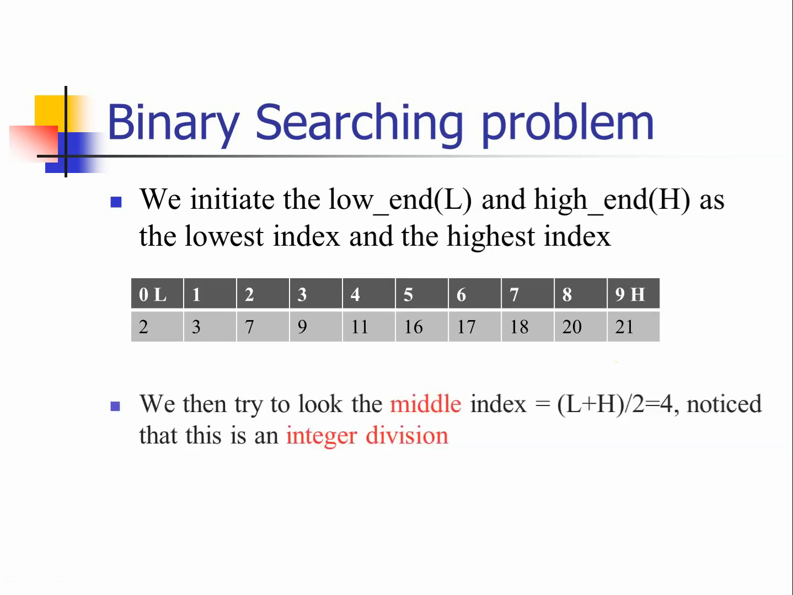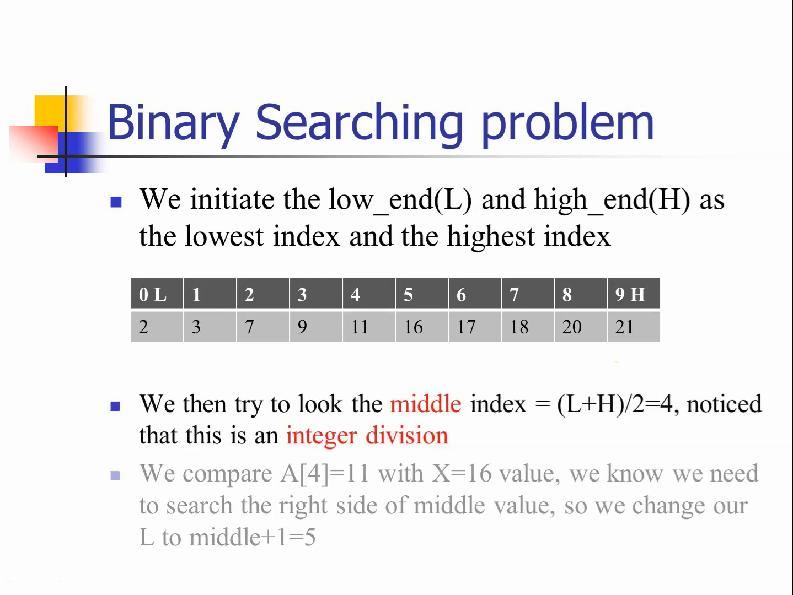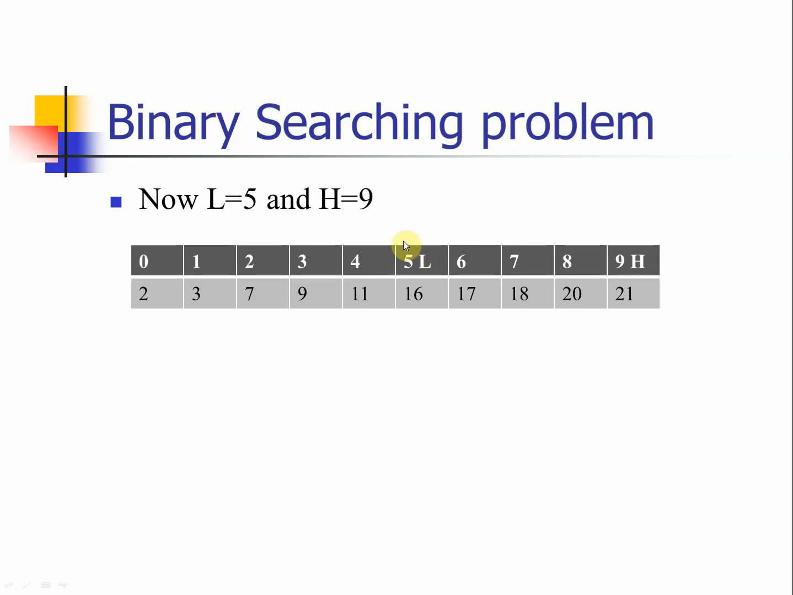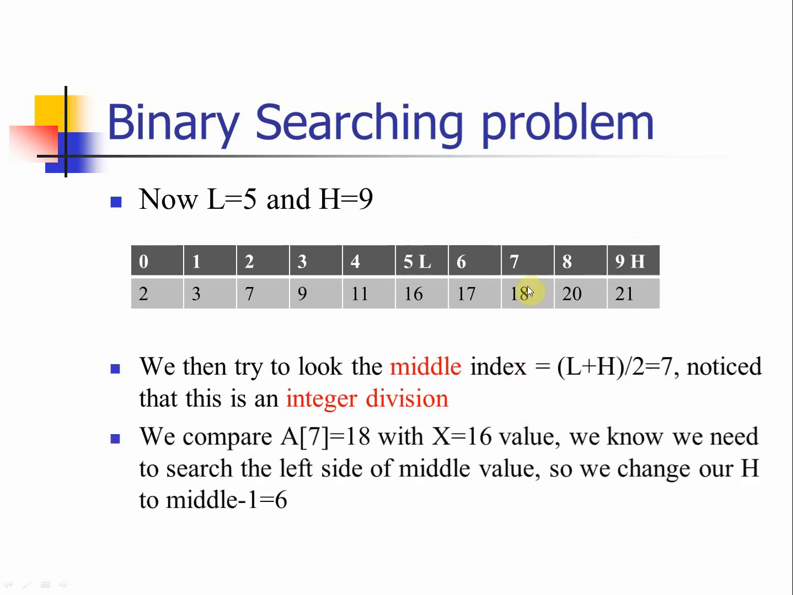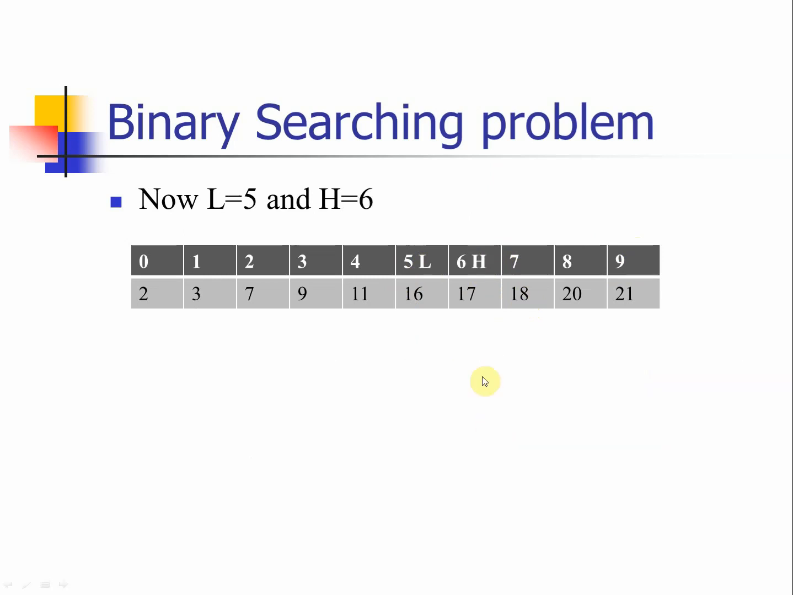So in the case of this one, we look into the integer division, and then basically we will start searching from the index of 5 to index of 9. Between these two, we again find the middle value. So 5 plus 9 divided by 2 equals 7. And then we compare this value, 18, with the X value, which is 16. We understand that we need to look into the left side. So when that is happening, we will change our high to middle minus 1. That's how we are able to search the left side.